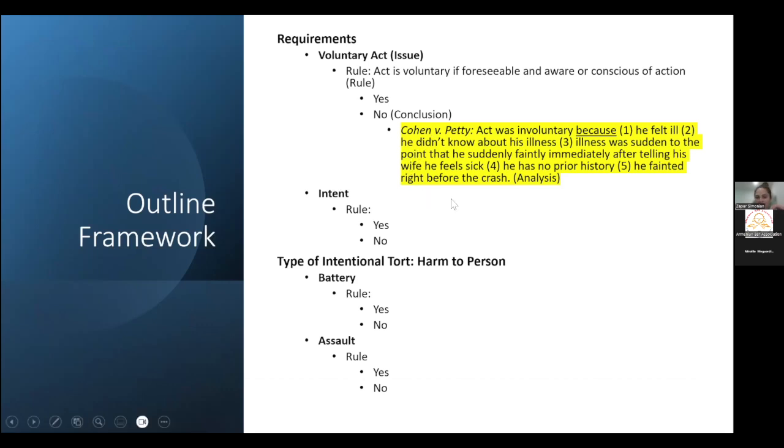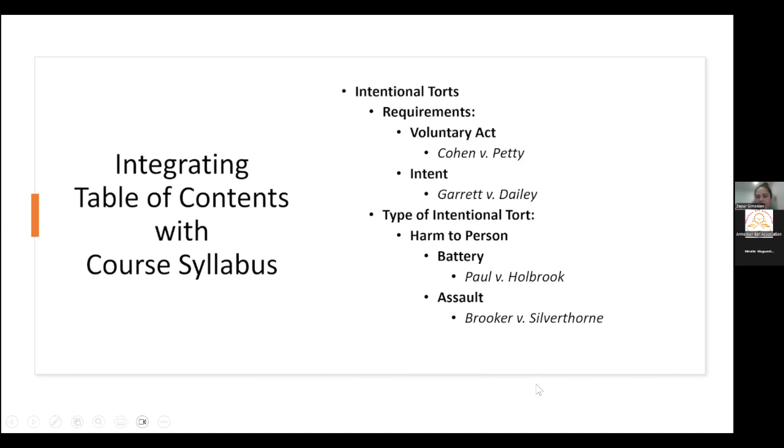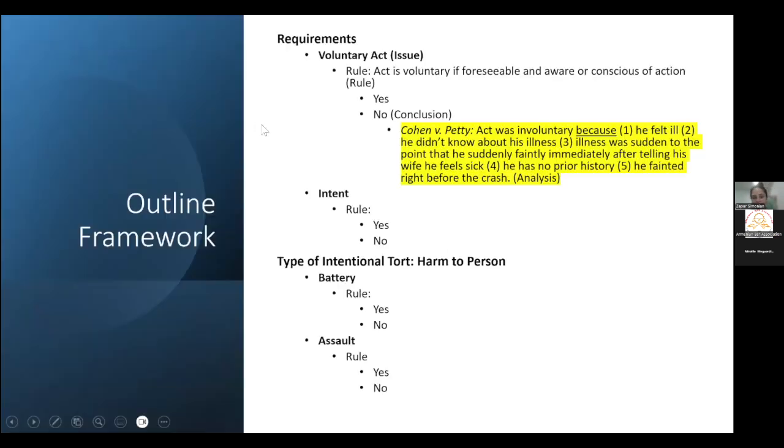They fall under A. So what I would do is every time I find a rule, and I know that these cases are meant to serve the elements, identify if the elements for battery is met or not met. Under each element, I would say yes or no, or just general rule. Is it met or is it not met? Meaning, does Cohen versus Petty meet or not meet voluntary act? If it does not meet voluntary act, why and what are the key facts?